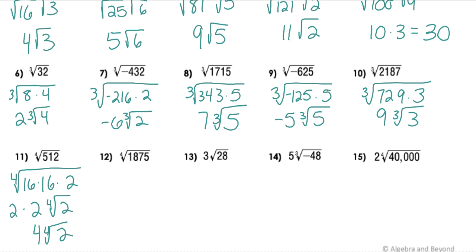For number 4, 1875, same thing. I know this one can break down into the fourth root of 625, and that would be 3 times it goes in. So the fourth root of 625 is 25. No, it's 5. There we go. It's 5. And then the fourth root of 3.